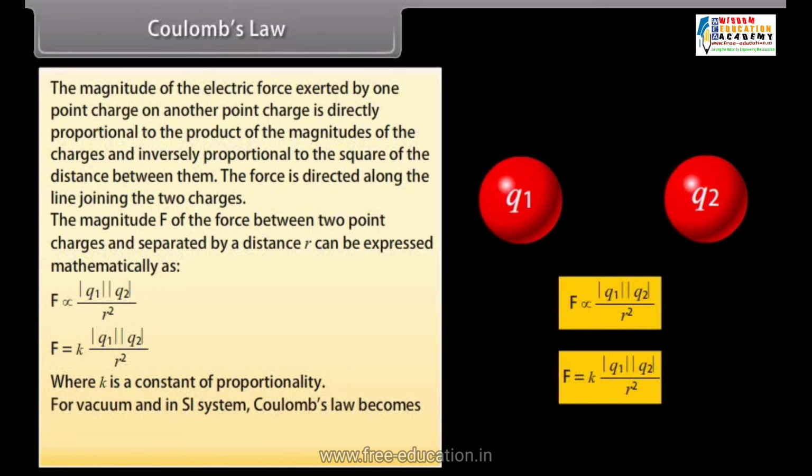For vacuum and in SI system, Coulomb's law becomes F = (1/4πε₀)(|Q1||Q2|/r²).